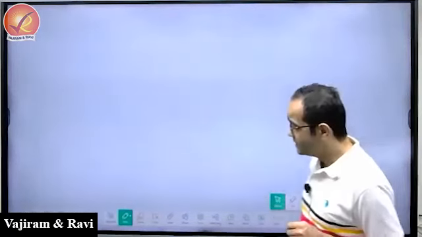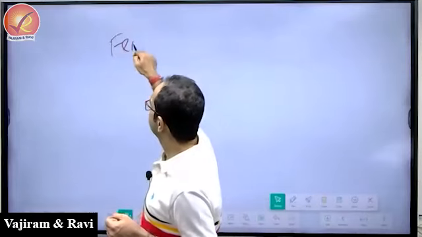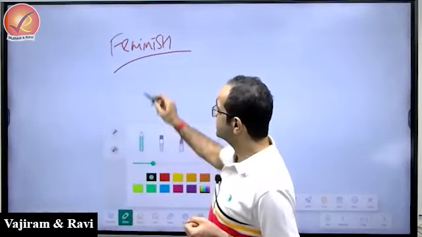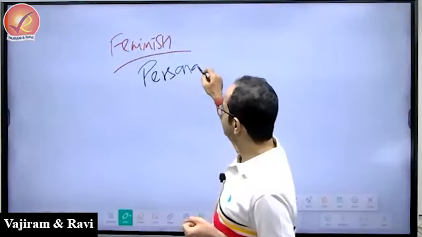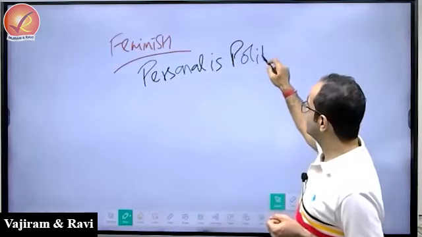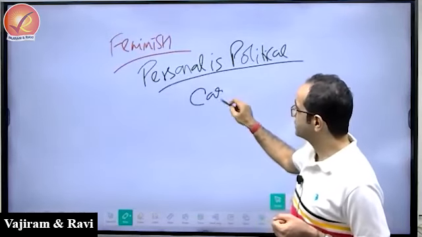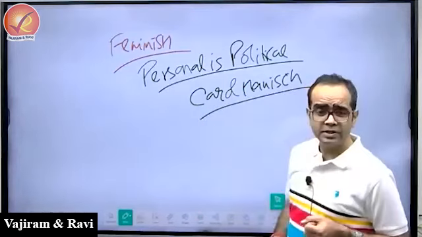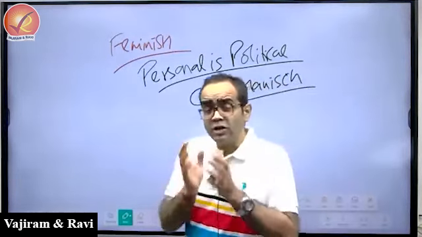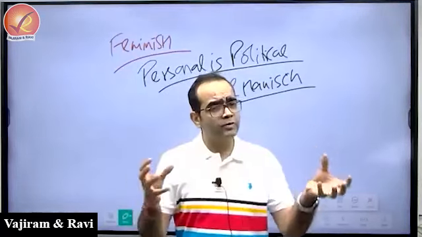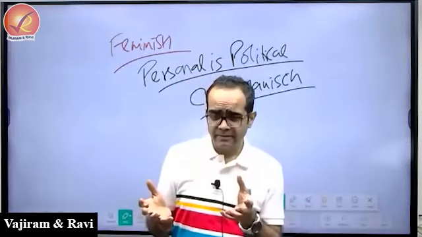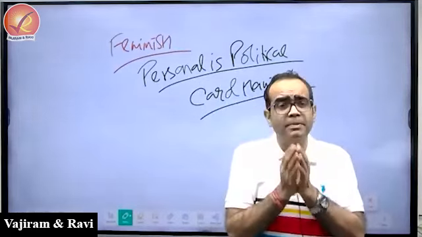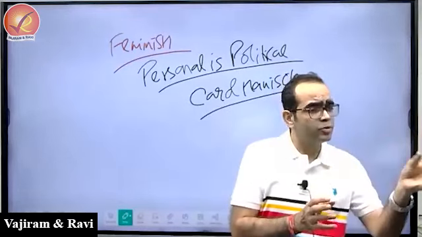But this difference is challenged by the feminists, and feminists emphasize one important slogan which I'll be discussing: personal is political. Personal is political. This was given by Carol Hanisch, a radical feminist. It means if we talk about politics, politics is about where one group dominates the other. Fine. I said politics is a struggle for power. If we consider that in the public sphere or political sphere, one group dominates the other.